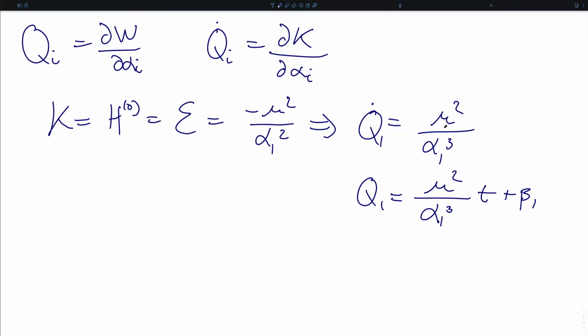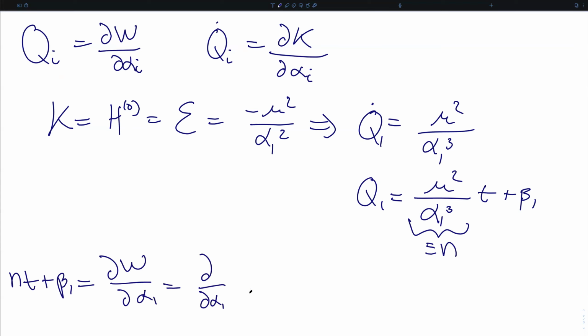And we can integrate this in time to get the generalized coordinate Q1, which will be mu squared over alpha 1 cubed times time, plus some constant of integration, which we will call beta 1. If you substitute our definition of alpha 1 into this expression, you will find that this term is exactly equivalent to the mean motion of the orbit, n. And so therefore, what we have just discovered is nt plus beta 1 is equal to the partial of W with respect to alpha 1, as given by this expression here, which we can rewrite as the partial with respect to alpha 1 of the antiderivative of the partial of W with respect to r.